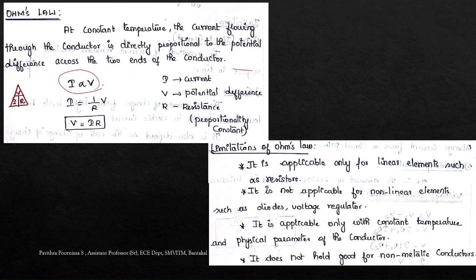Or simply, voltage is directly proportional to the current I and resistance is constant. V equal to IR is the formula. And what is the limitation? It is applicable only for the linear elements such as resistor. We can't apply Ohm's law for capacitors or for diodes or for transistors and all. We can apply only for the linear elements, that is resistor.